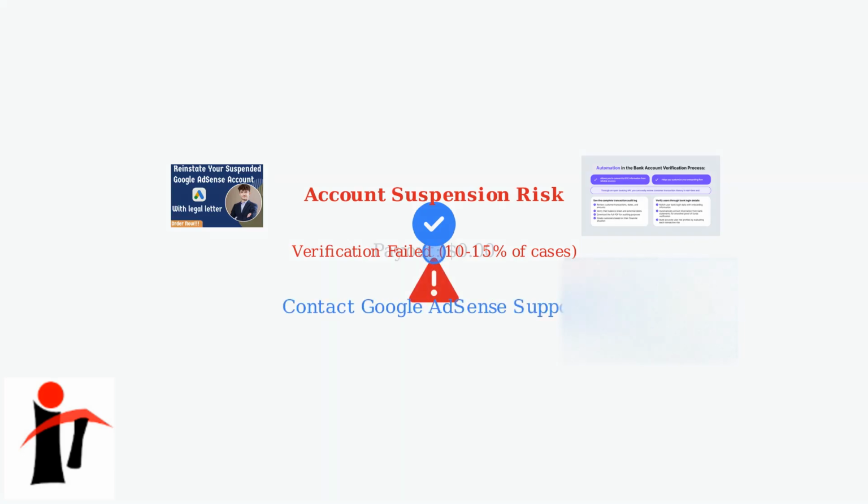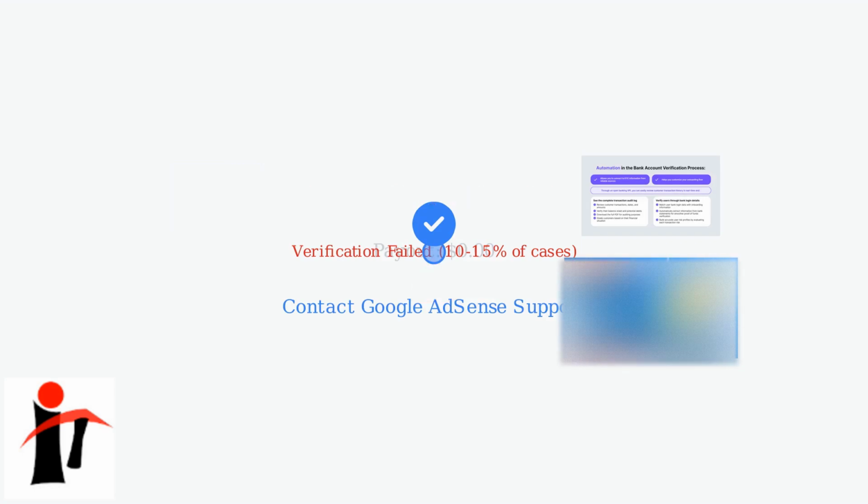If you encounter any issues during the process, contact Google AdSense support for assistance. Remember, proactive management and careful attention to detail are key to a seamless bank account transition.